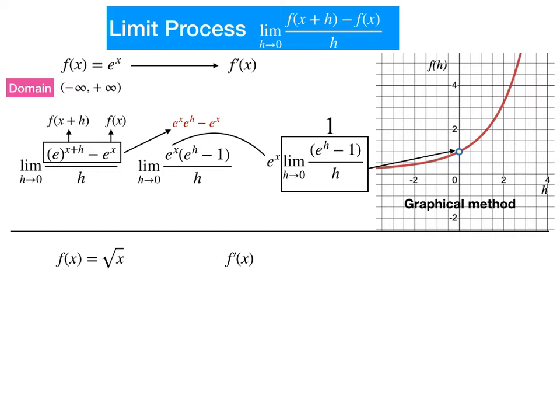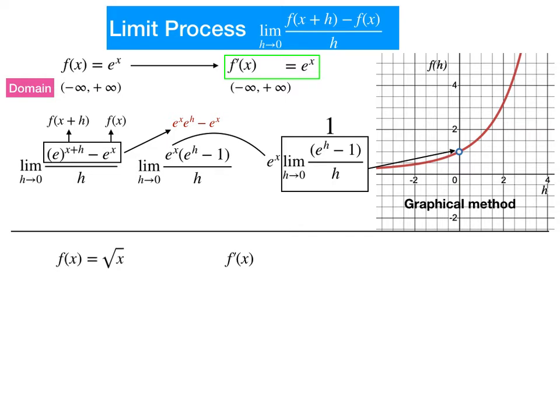So in conclusion, if f of x is equal to e to the x, then f prime of x, the derivative of e to the x, is e to the x, the same function. This is one of the special functions where the rate of change of the function at a point is the same as the function's value. And the domain of the derivative function is the same, the number line, right? Our real numbers, or negative infinity to positive infinity.